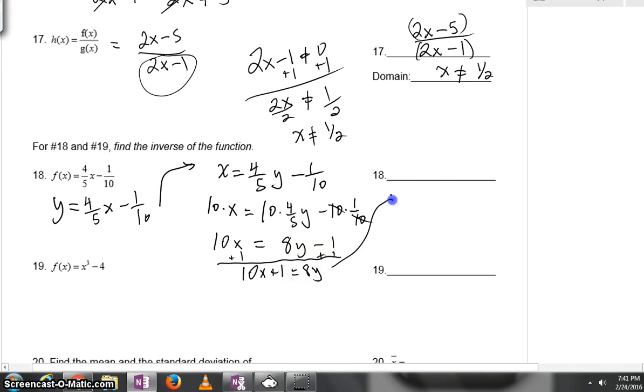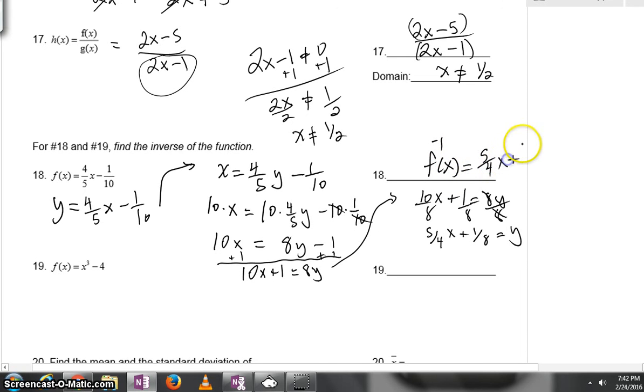Tell you what, I'm going to recopy that up here just for a little bit more space. And then I'm going to divide by an 8 everywhere. And 10 over 8 you could reduce. You can even reduce it on your calculator if you'd like. You'd have 5/4 x plus 1/8 is equal to y. But y is really f inverse. So we'll say f inverse of x is 5/4 x plus 1/8.